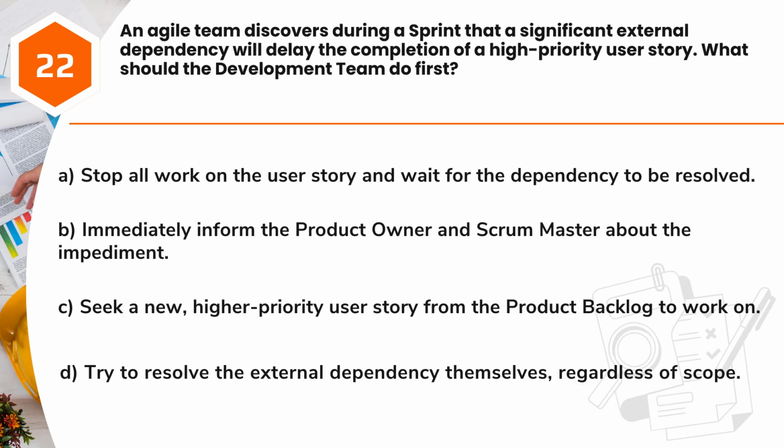Question 22. An Agile team discovers during a sprint that a significant external dependency will delay the completion of a high-priority user story. What should the development team do first? A. Stop all work on the user story and wait for the dependency to be resolved. B. Immediately inform the product owner and Scrum Master about the impediment. C. Seek a new, higher priority user story from the product backlog to work on. D. Try to resolve the external dependency themselves, regardless of scope.